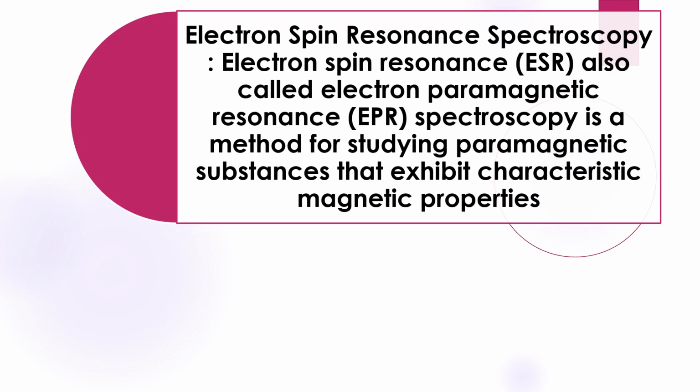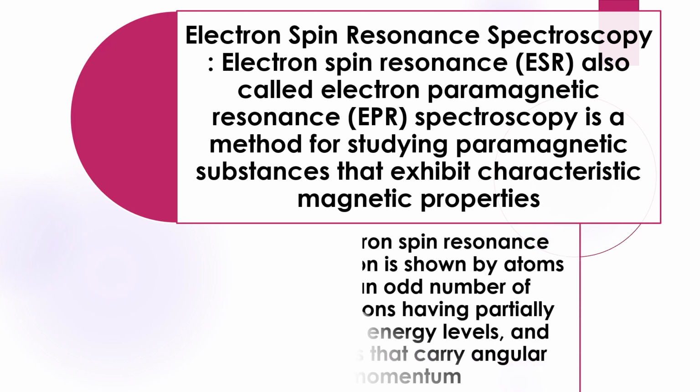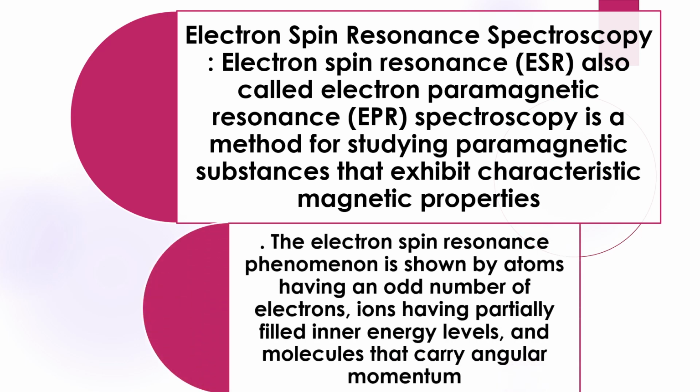Electron spin resonance spectroscopy. Electron spin resonance, ESR, also called electron paramagnetic resonance, EPR, spectroscopy, is a method for studying paramagnetic substances that exhibit characteristic magnetic properties. The electron spin resonance phenomenon is shown by atoms having an odd number of electrons, ions having partially filled inner energy levels, and molecules that carry angular momentum.